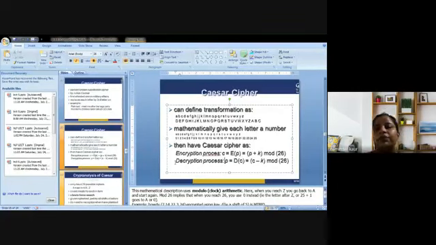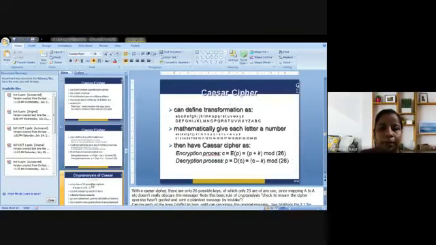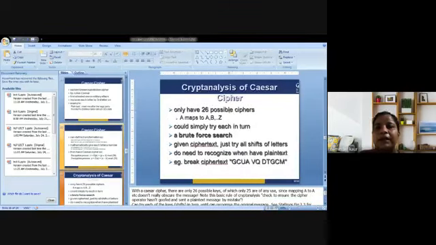So encryption is done by using the encryption formula, and decryption proceeds with the help of the decryption formula. So these are the two formulas that could be used for encryption and decryption. In that manner, it would be easy for us to deduce the same. There are certain steps given here. We only have 26 possible ciphers because A to Z are there, and we could simply try each in turn, a brute force search. Given a ciphertext, just try all the shifts.